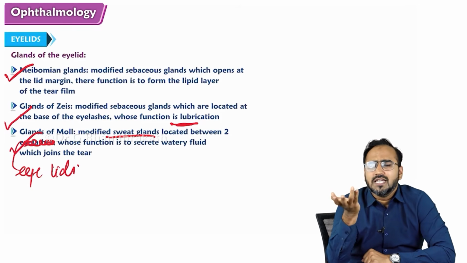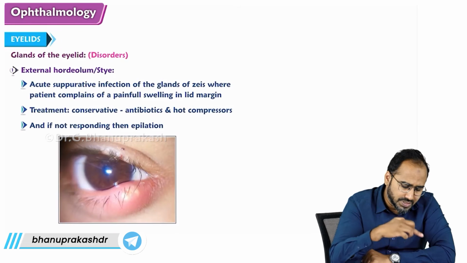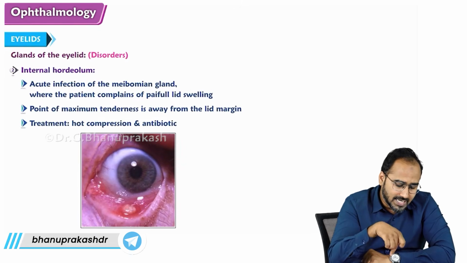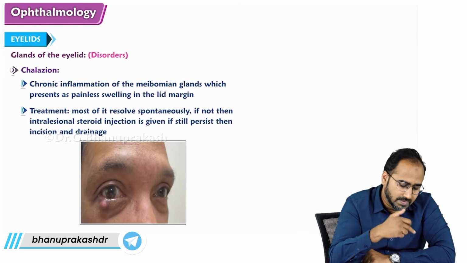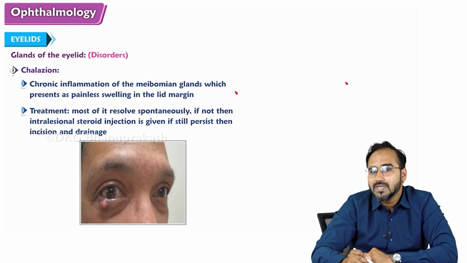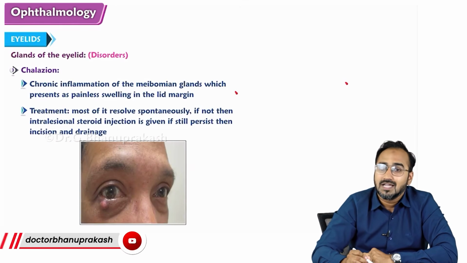Inflammation of these glands leads to many diseases. What diseases, guys? Now we'll discuss those diseases. One disease is called external hordeolum. Other disease is called internal hordeolum. The next disease is called chalazion. What is chalazion? Chalazion is a chronic inflammation of the Meibomian glands.